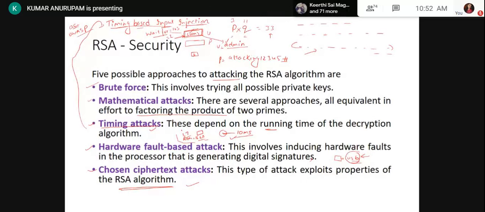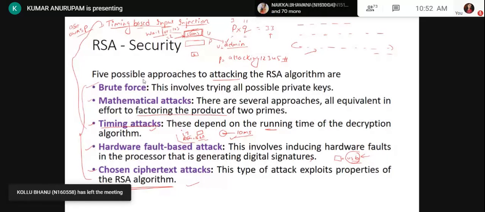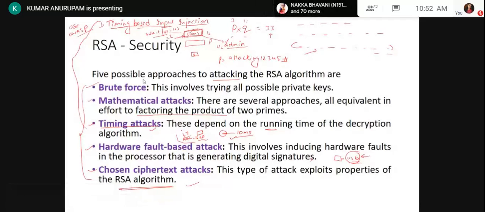So altogether, what I wanted to tell you is that these are the 5 ways of doing cryptanalysis on RSA, and if any one of them is successful, then you can easily get the plain text out of it, or you can even try to guess the keys. So this is about RSA. I think that's all from my side. If any query or any confusion is there, feel free to ask me.